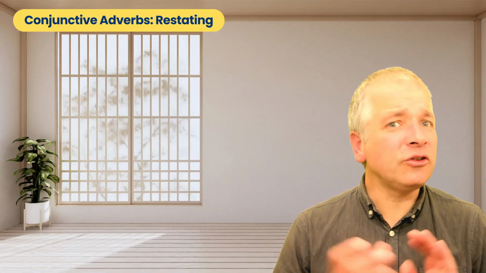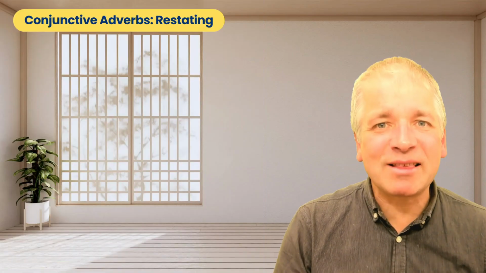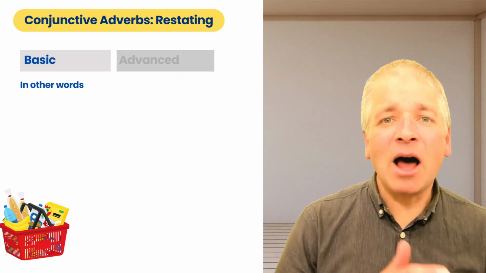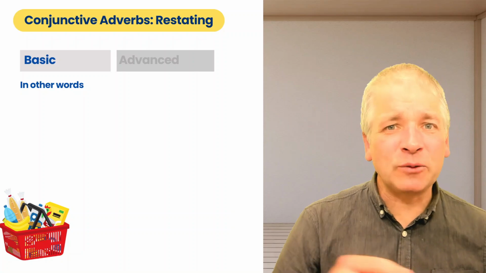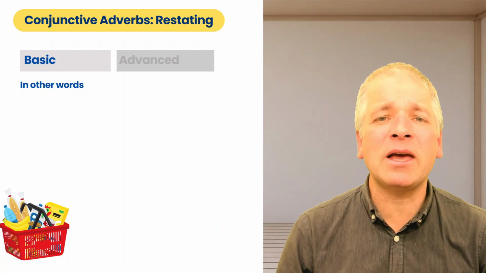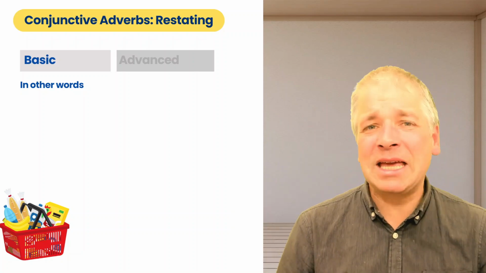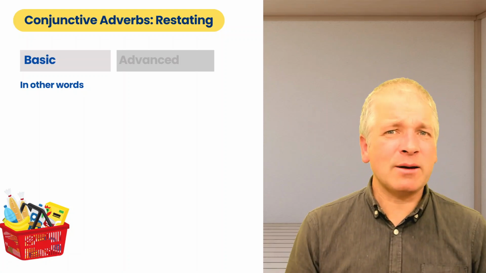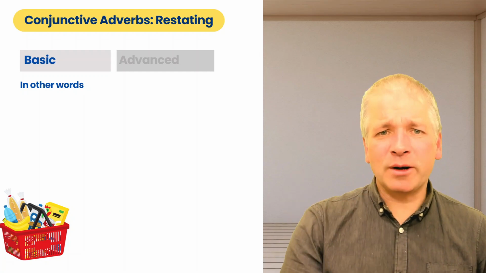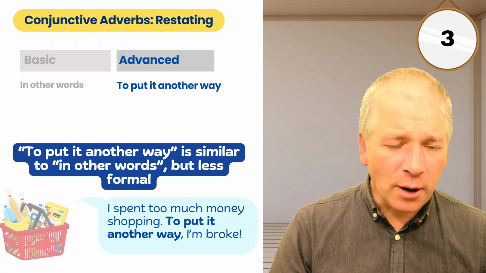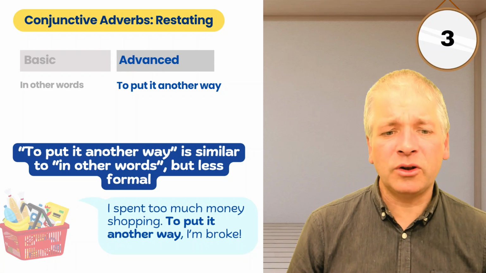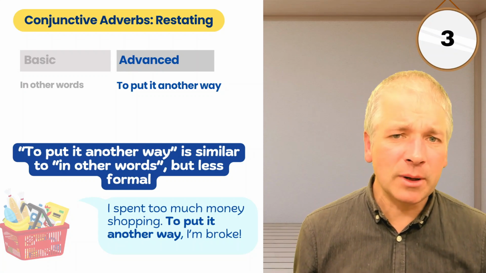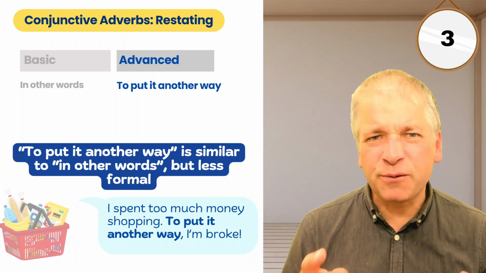And now for conjunctive adverbs of restating. We often use words such as in other words, meaning I'm going to explain the same thing as before, often to make it simpler. Perhaps someone didn't understand the first time. You notice that, so you say, in other words, we'll do this. Advanced ways of restating include to put it another way. To put it another way is similar to in other words, but less formal.